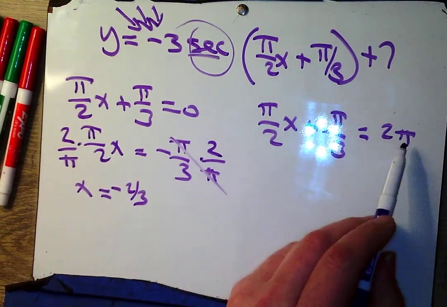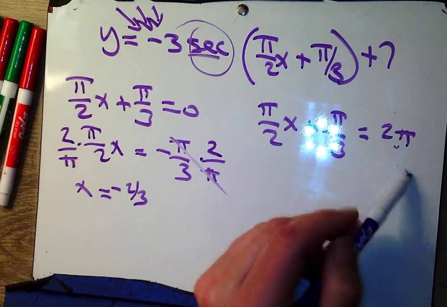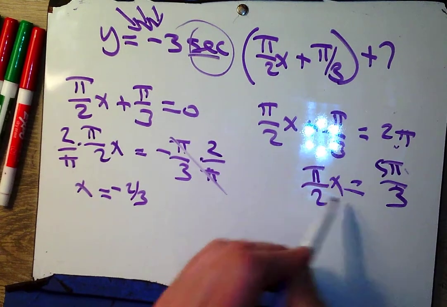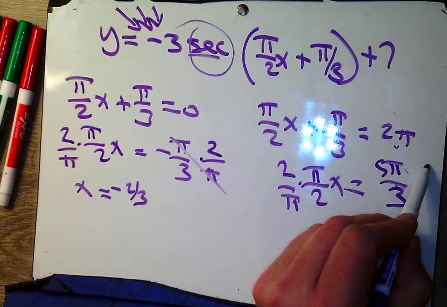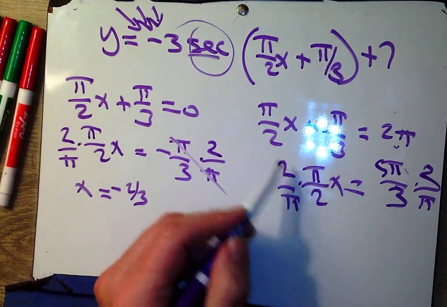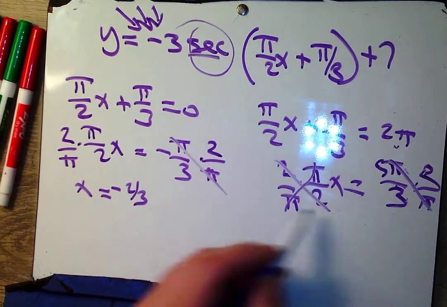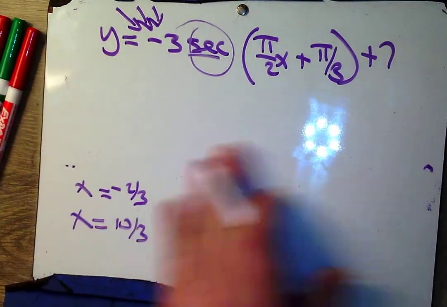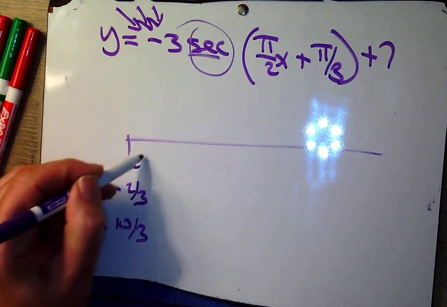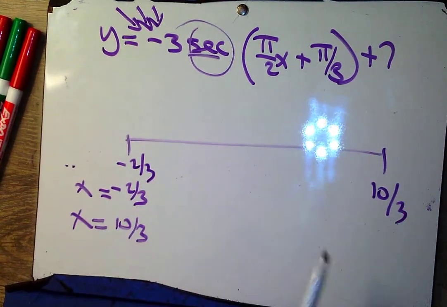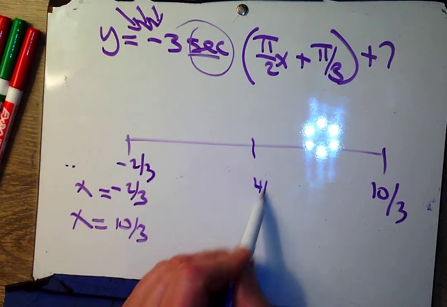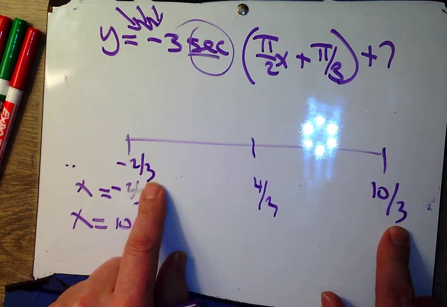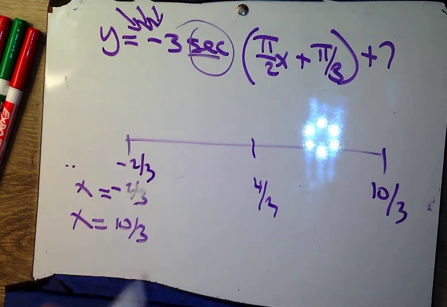Over here, this is 6 pi over 3 minus 1 pi over 3, which is going to be 5 pi over 3 equals pi over 2 x. And again, if I multiply by the reciprocal, I end up with 10 over 3. So x equals 10 over 3. So let's do some graphing. Here's -2/3. Here's 10/3. Halfway in between them, is that 4/3? Sure, we'll add these two numbers together. That'll be 8, and double the denominator. 8 over 6 reduces to 4 over 3.